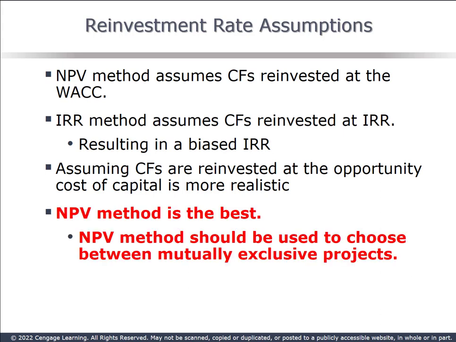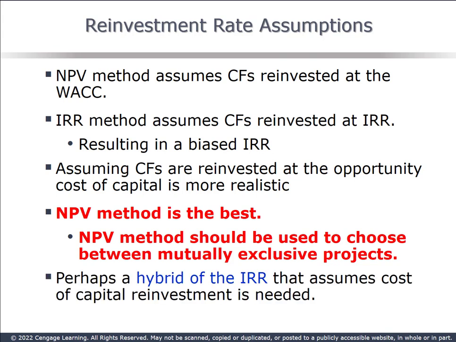NPV should always be used to choose between mutually exclusive projects. Perhaps there's some hybrid that we can look at that will give us a percentage like executives like.